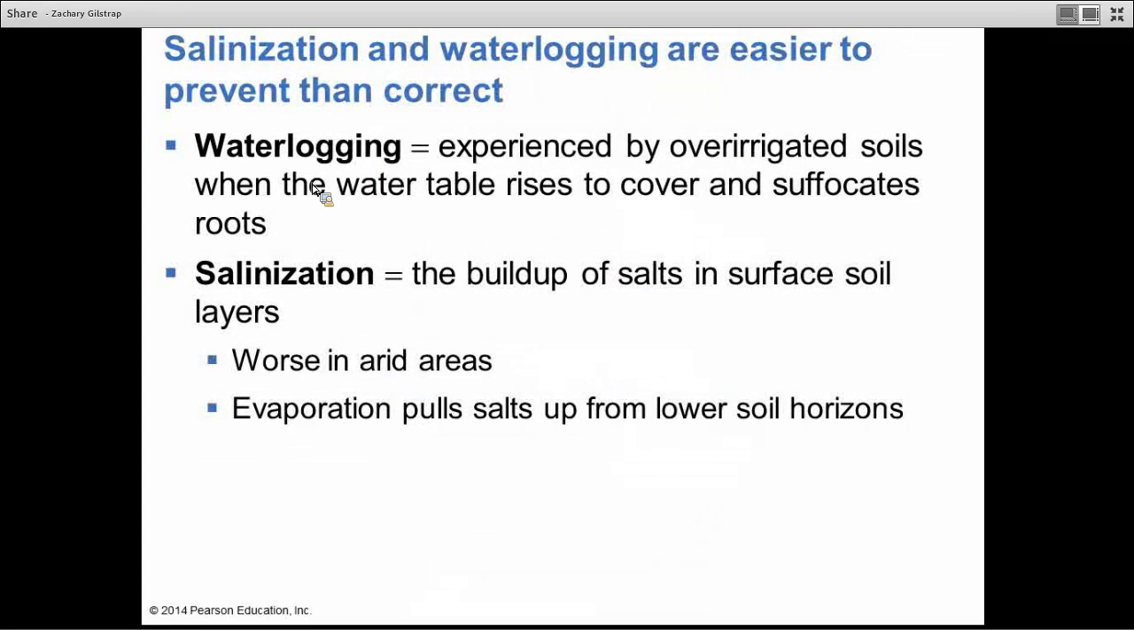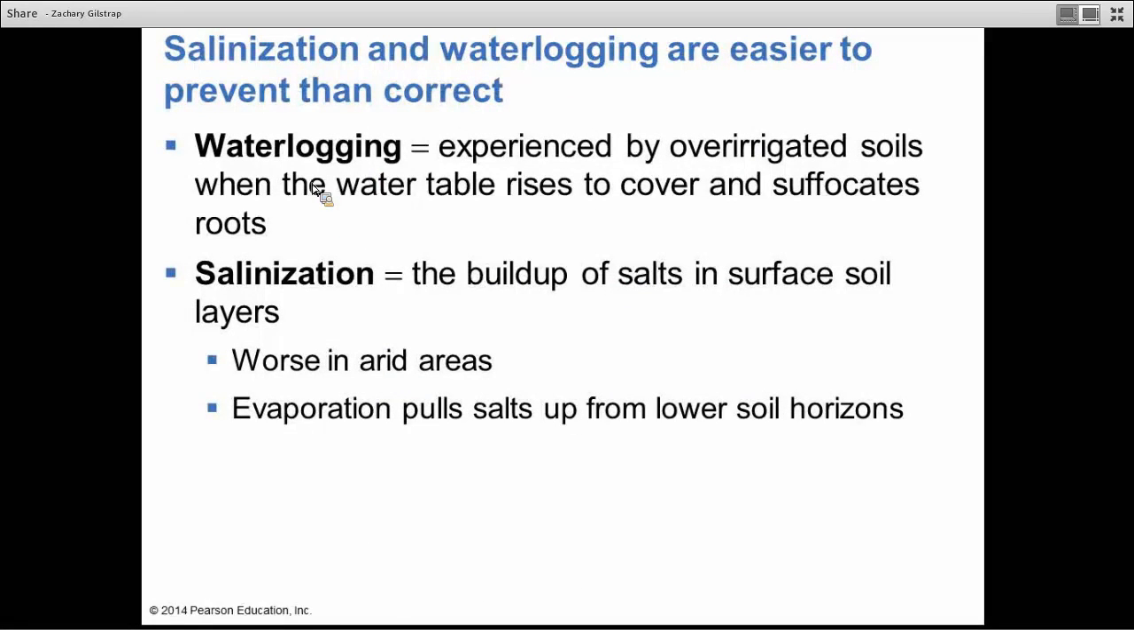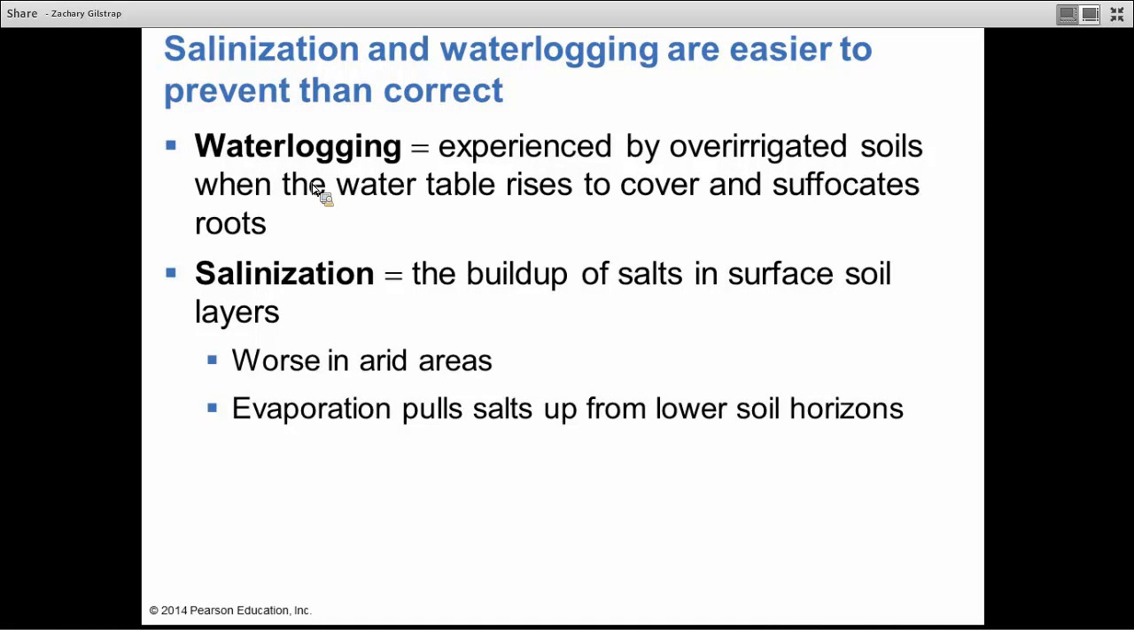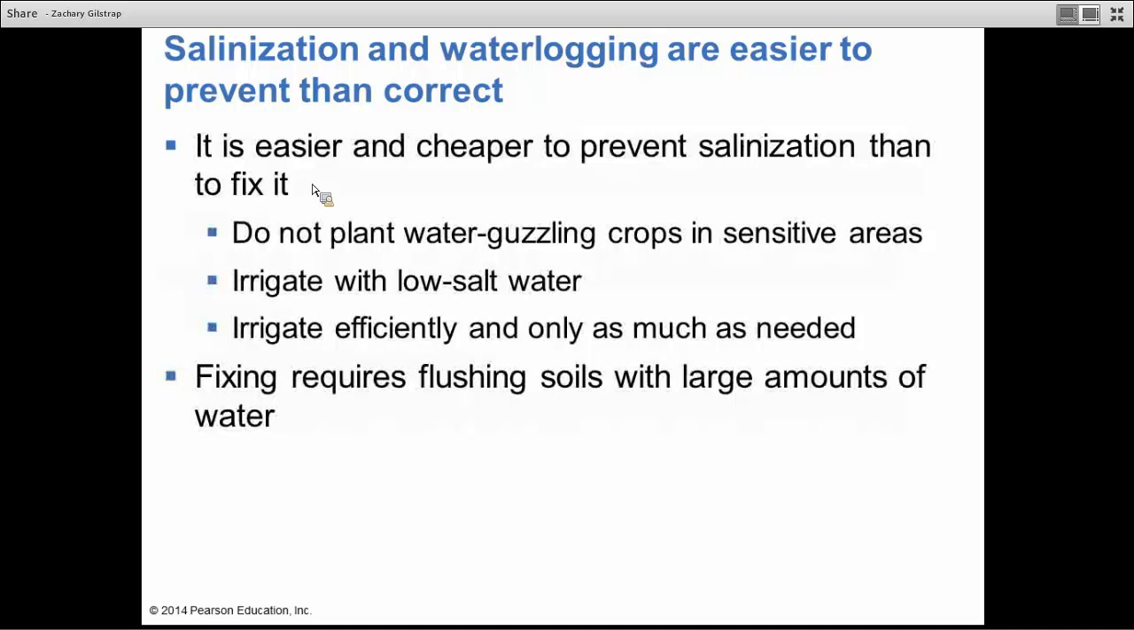And lastly, salinization and waterlogging are way easier to prevent than to correct. Over-irrigated soil saturated with water may experience waterlogging when the water table rises to the point that water drowns plant roots, depriving them of access to gases and essentially suffocating them. A more frequent problem is salinization, the buildup of salts in surface layer soils. So, as I was saying, it's easier and cheaper to prevent it than fix it. Do not plant water-guzzling crops in sensitive areas. Irrigate with low-salt water, and irrigate efficiently, only as much as needed. Fixing requires flushing soils with large amounts of water, which we're trying not to use as much of as we can.